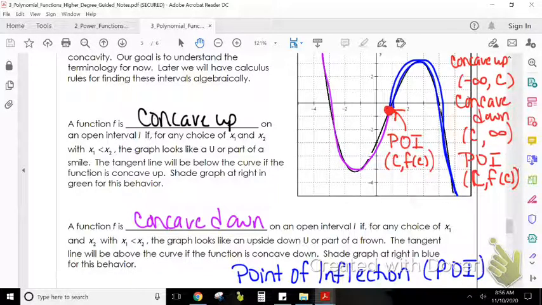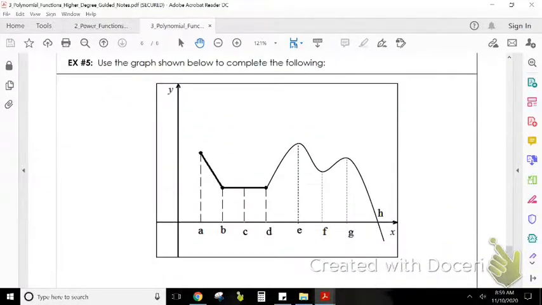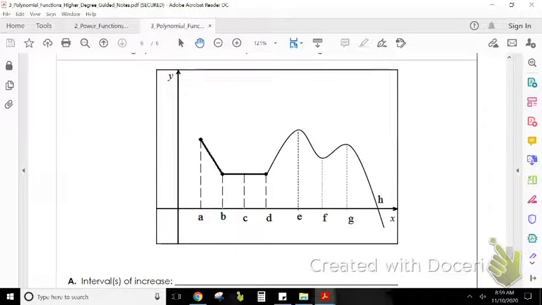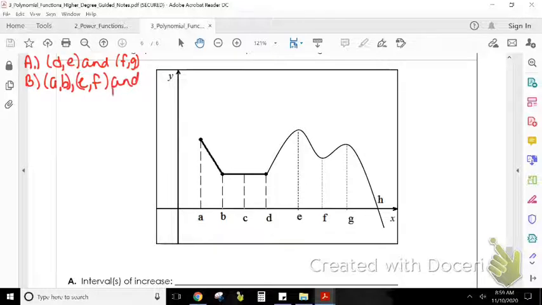All right, one more thing to do here, and then we'll be done with this lesson. So example 5. I'm just going to write my answers to the side here so we can still see my graph. A wants intervals of increase. So I'm looking for where my graph is going up. And I can see from D to E and from F to G it's going up. So we said D to E and F to G. B says intervals of decrease. Well, that's where it's going down. So we can see from A to B, E to F, and G to H. So we said A to B, E to F, and G to H.